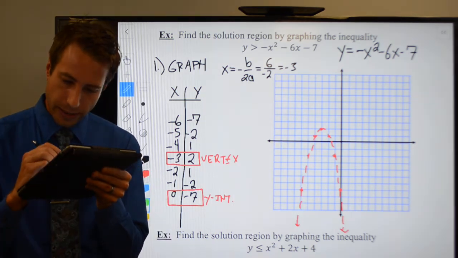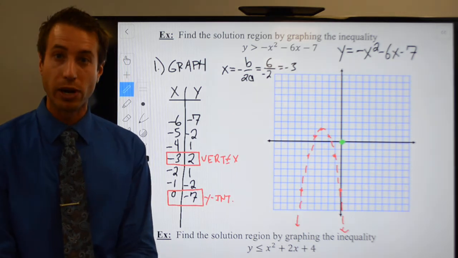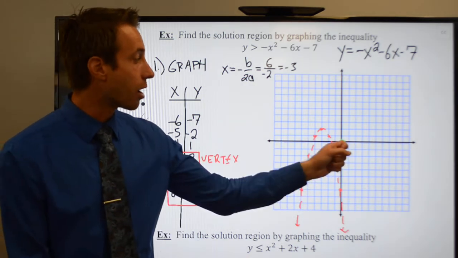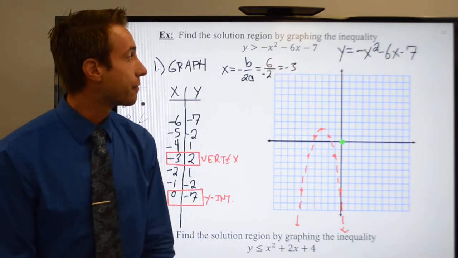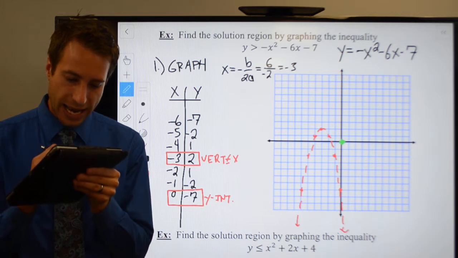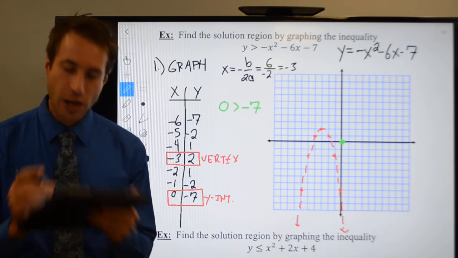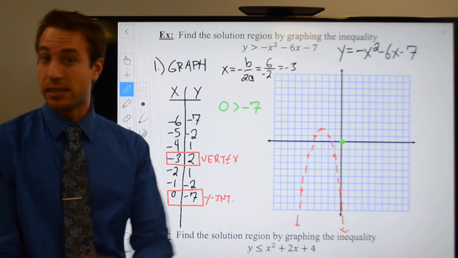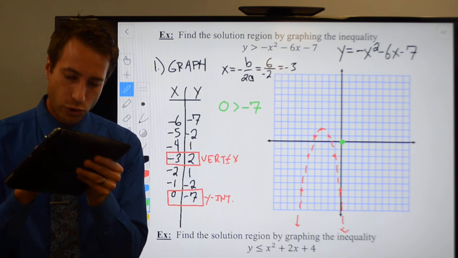Well, let's go with 0, 0. Since my parabola doesn't go through 0, 0, that's going to be a great one. And all I have to do is plug zeros in for my x's and y, and what I wind up with when I do that is 0 is greater than negative 7. The question is, is 0 greater than negative 7? True or false? Well, of course, that is a true statement.